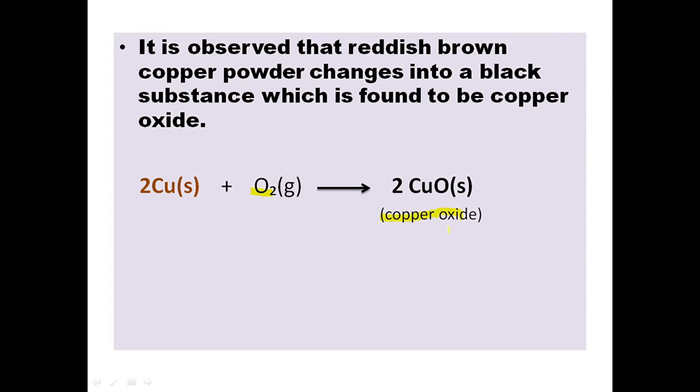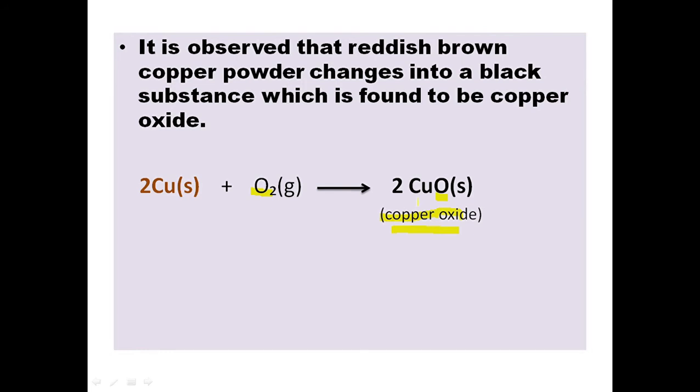But if we try to remember, we heated copper powder, so why is oxygen mentioned over here instead of heating? If we had mentioned heating over here, not oxygen gas, then we would not have been able to explain the presence of this O, which is present in the copper oxide, which is the real product. So guys, whenever we heat any substance, in most cases its corresponding oxide is generally formed. Like in this case, copper oxide is formed.